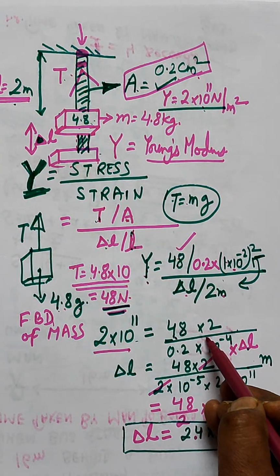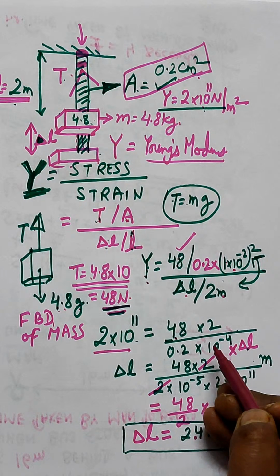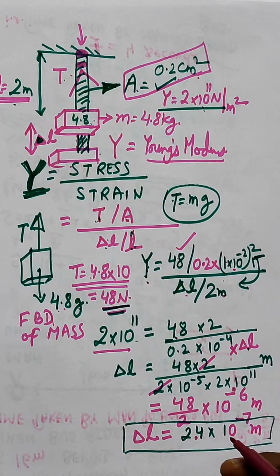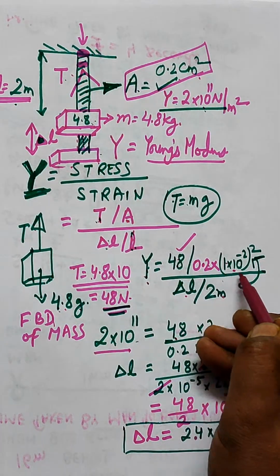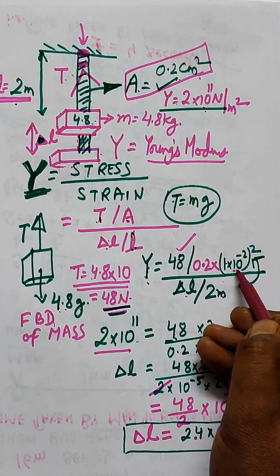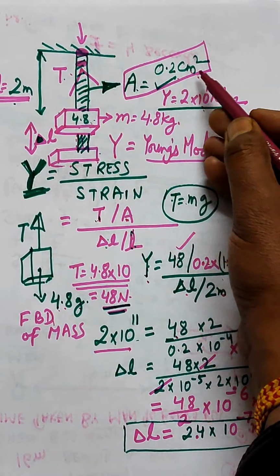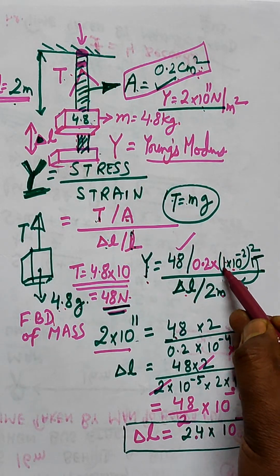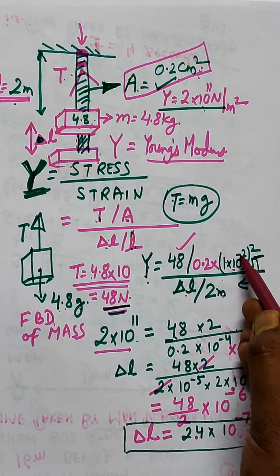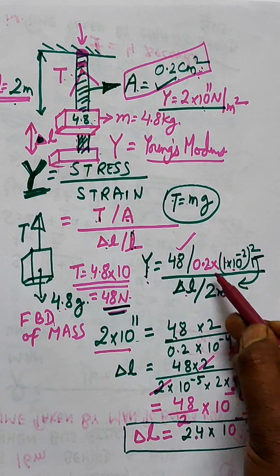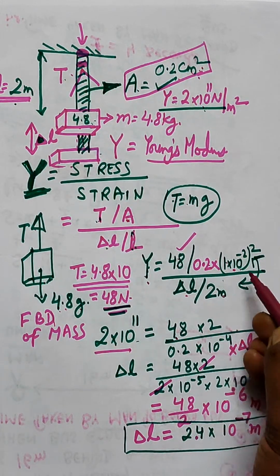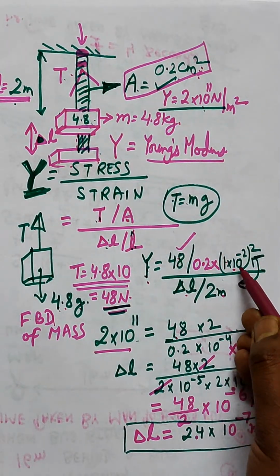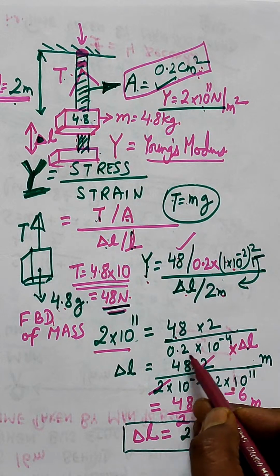divided by A. Stress divided by A, that is 48 will be divided by area of cross section, that is 0.2 into 10 to the power minus 2 whole square, that is 0.2 centimeter square. Just convert into meter. So that's why I've put in place of 1 centimeter, 1 into 10 to the power minus 2 meter, and square it. So this will be converted into meter. So this will be coming as 0.2 into 10 to the power minus 4. You can see here, right?